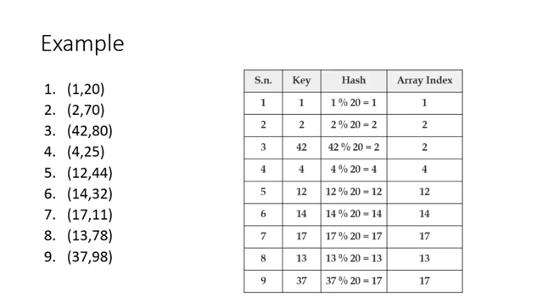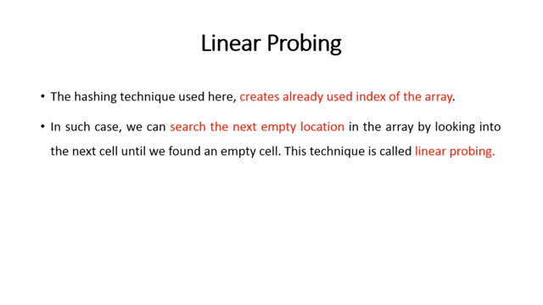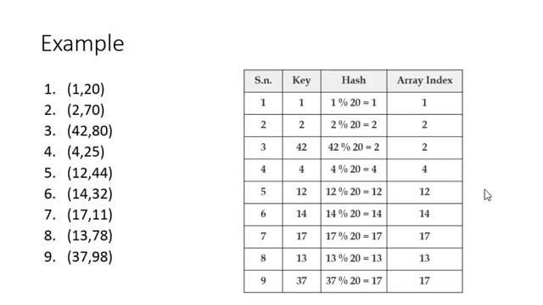When you are doing this, they may create the same index for some items. For example, when you see here, 17 mod 20 gives the index value 17, and 37 mod 20 also gives 17. So two items are about to be stored in the same location. This will result in the loss of data, or a collision happens. This collision will be handled using a linear probing technique.